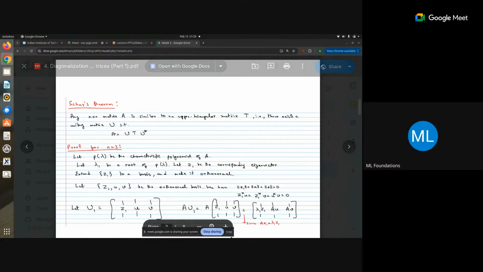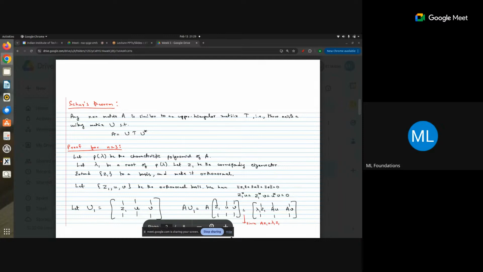If I put them into a matrix format, they form an orthogonal basis. But U and V are not the eigenvectors of A. Is that fine?